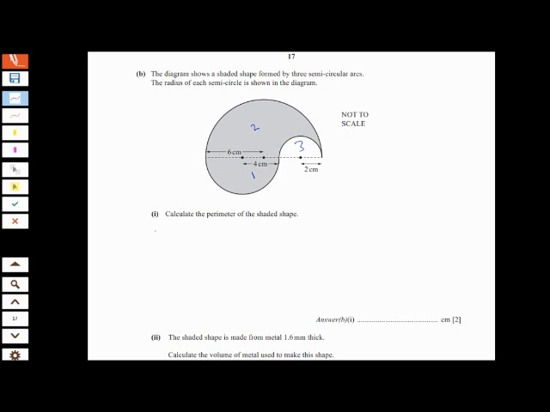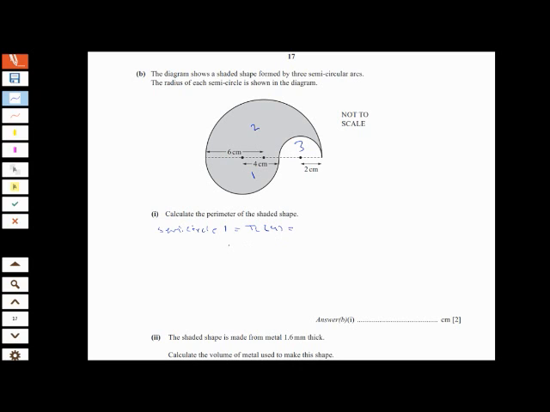Circle 1. How to find the perimeter for this? Usually to find the perimeter of the whole circle, you use the formula 2 pi r. But because it's a semicircle, you don't have to multiply by 2. So just pi times r, which is the radius here, 4. And that would give you 12.566.